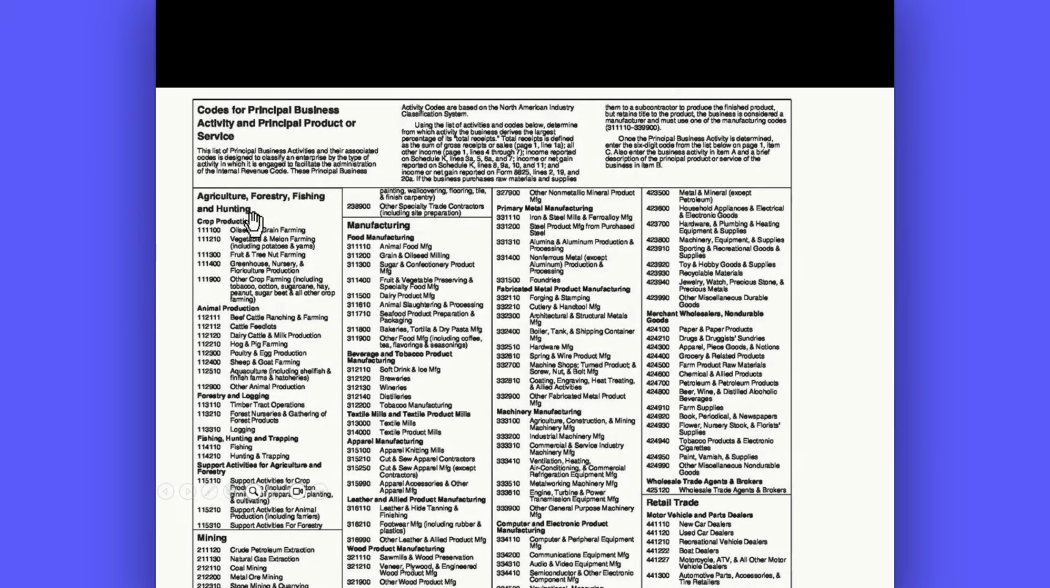You can see you've got agricultural, forestry, fishing, and hunting. And then under that, you've got oilseed and grain farming, vegetable and melon farming, et cetera, and so forth. So you have all of these different general categories and then very specific business codes underneath those. And you just look through this and find the one that makes the most sense.